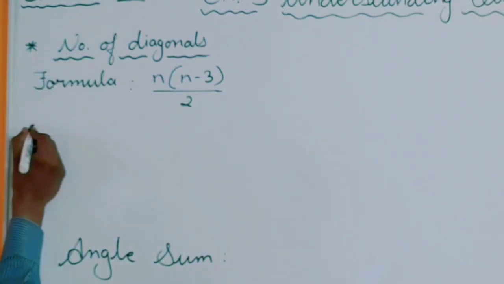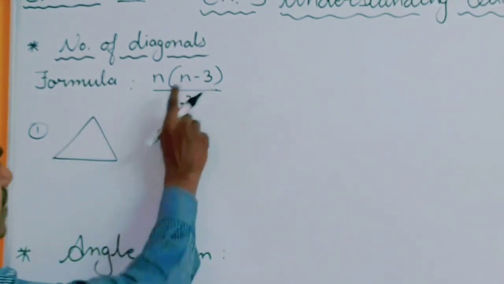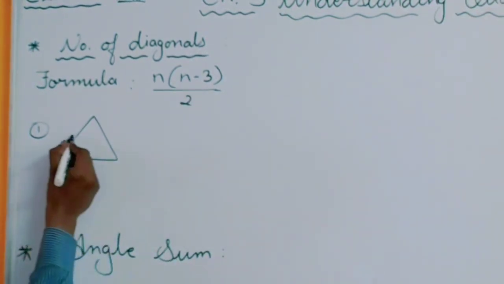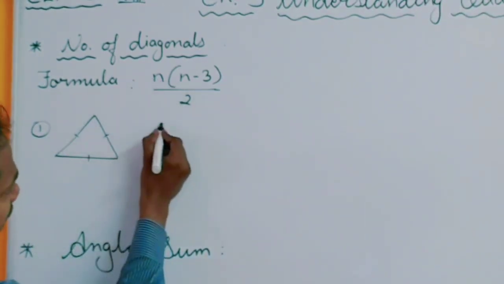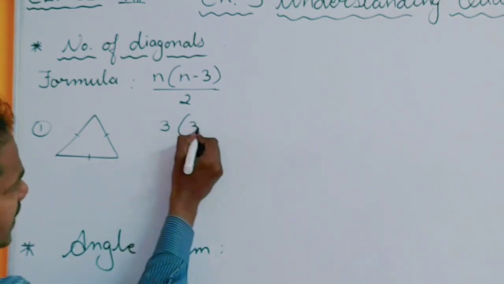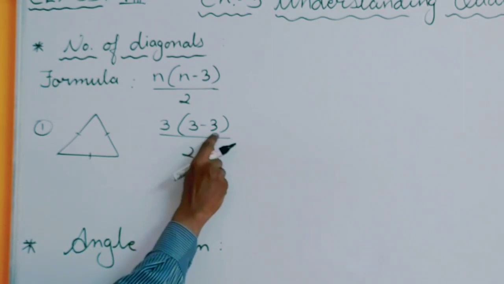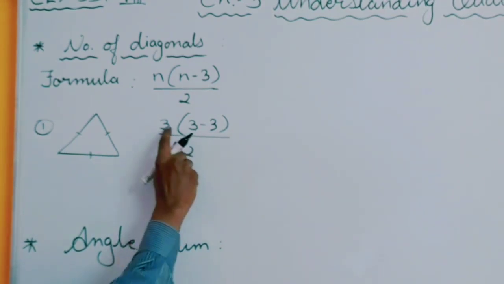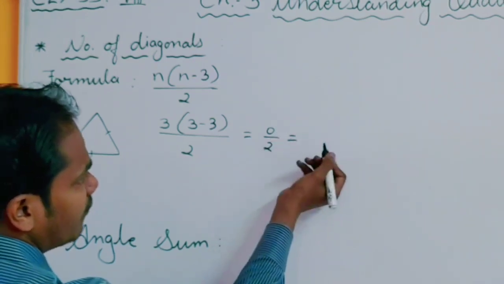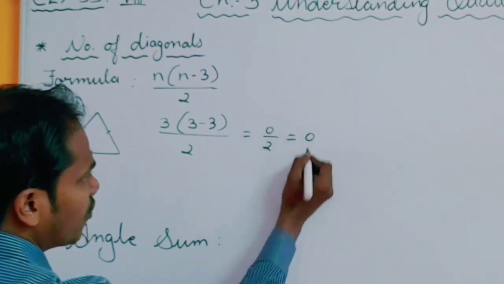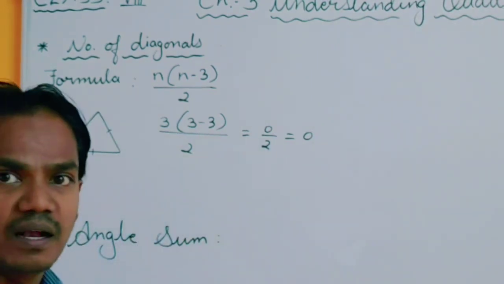First of all, suppose I take a triangle. Here n stands for the number of sides. How many sides are there? 1, 2, 3. 3 sides. In place of n, put 3, because 3 sides are there, and solve this. 3 minus 3 is 0. 0 multiplied by 3, 0 upon 2. When you divide 0, you will get 0 only. So you know that you cannot draw any diagonals in a triangle.